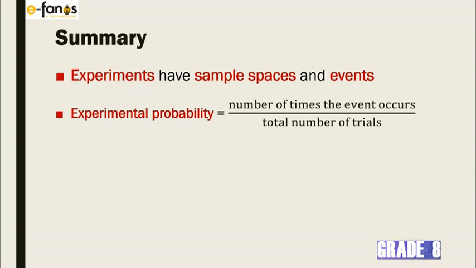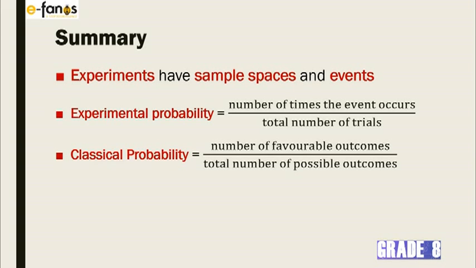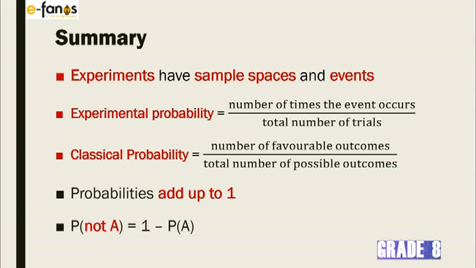To summarise, experiments have sample spaces and events. Experimental probability is the number of times the event occurs over the total number of trials. Classical probability is the number of favourable outcomes over the total number of possible outcomes. Probabilities add up to 1. The probability of not A is 1 minus the probability of A.